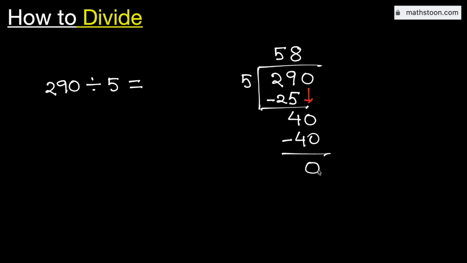As we have got the number 0 and there is no number to bring down here, so we will stop. Therefore, 290 divided by 5 is equal to 58. And this is our final answer.